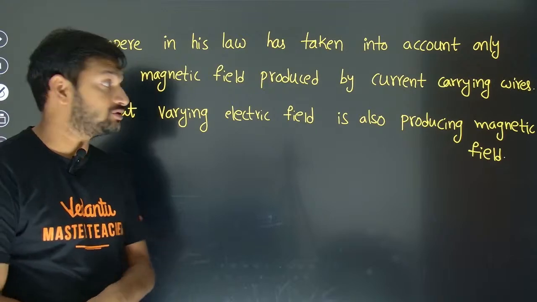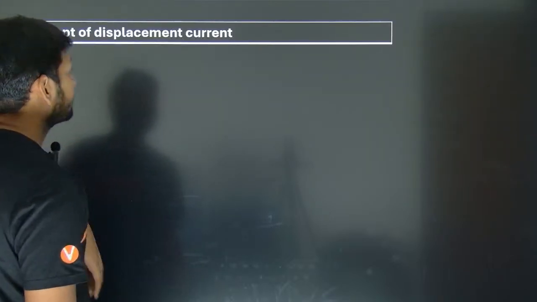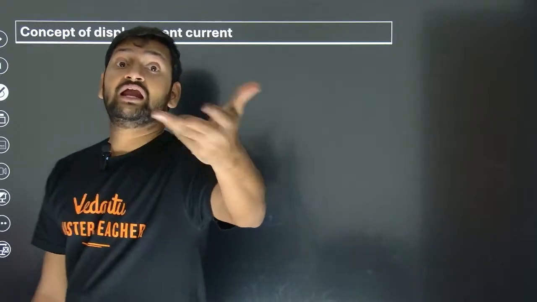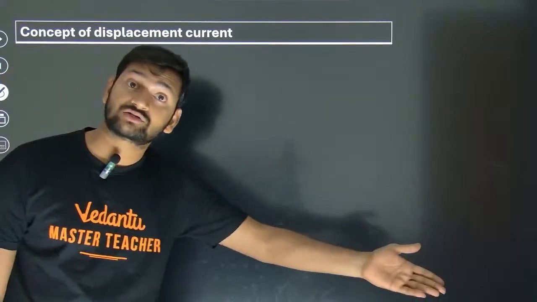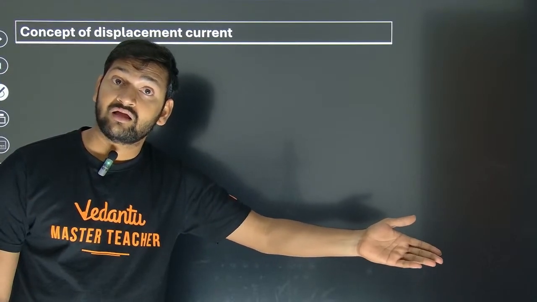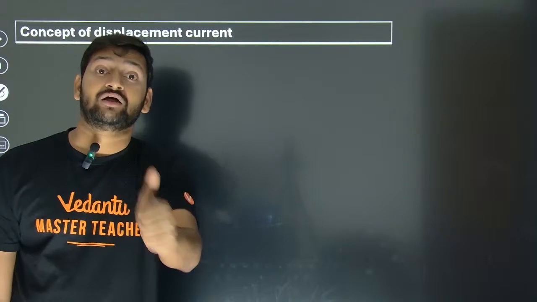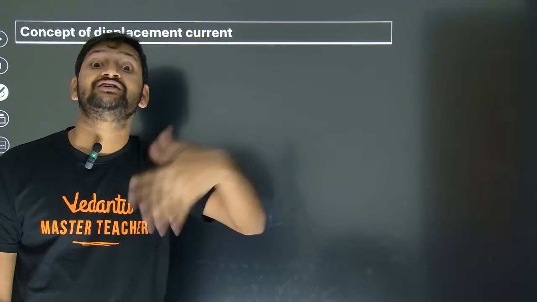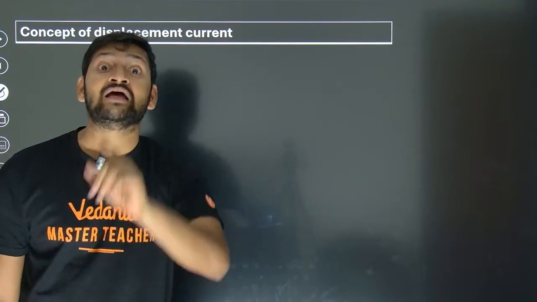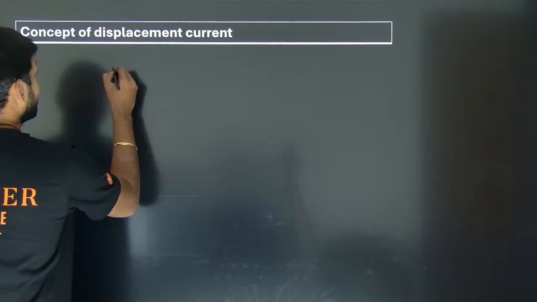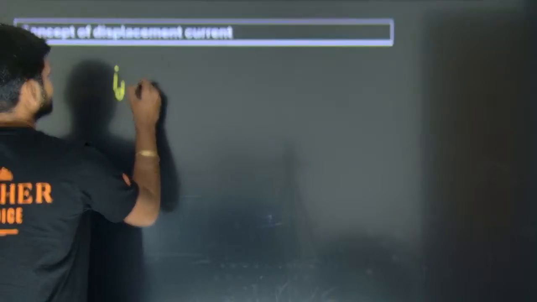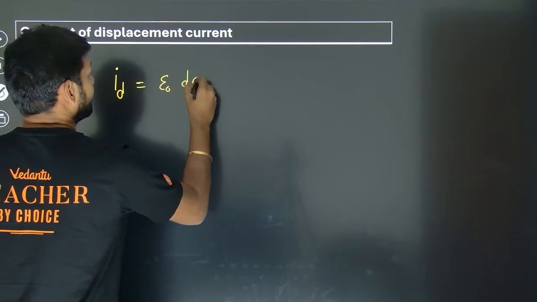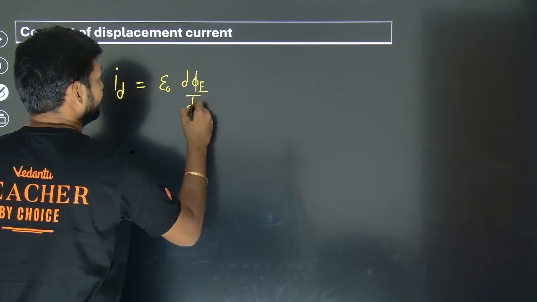So then he introduced something called displacement current, and he said that a varying electric field will also produce a magnetic field. So it is equivalent to how much current will produce that much amount of magnetic field which is created by the varying electric field. He named it displacement current, and he said that the displacement current is going to be epsilon naught d phi by dt.